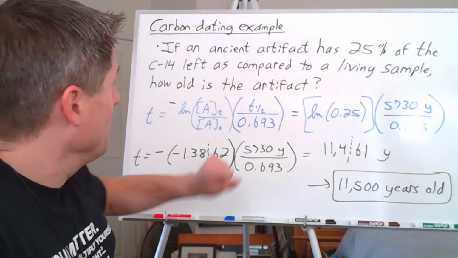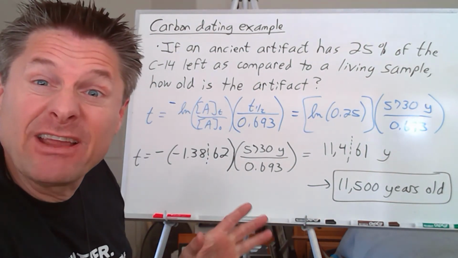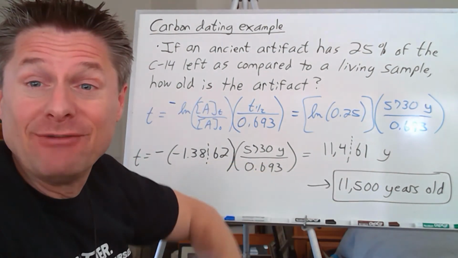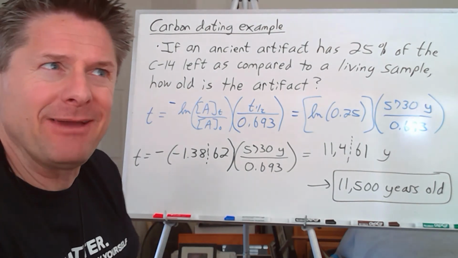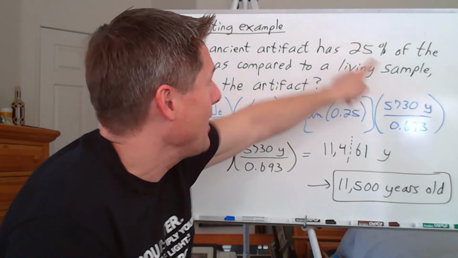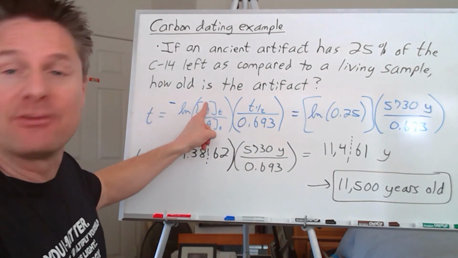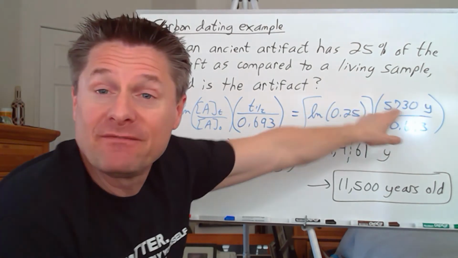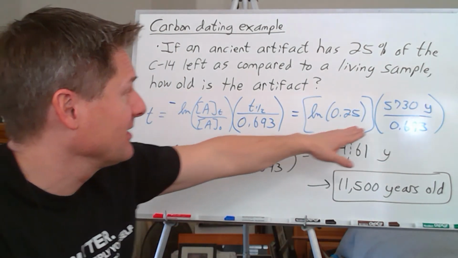So we've got our problem here. I forgot my negative sign. Can't forget the negative sign, right? Because if you forget that negative sign, you'll end up with negative years. It's like, wait a minute, it's going backwards in time. So here's our equation. We know that 25% or 0.25 is the ratio of AT over A naught, so we'll plug in 0.25 there. Half-life is 5,730 years, 0.693, plug it in.